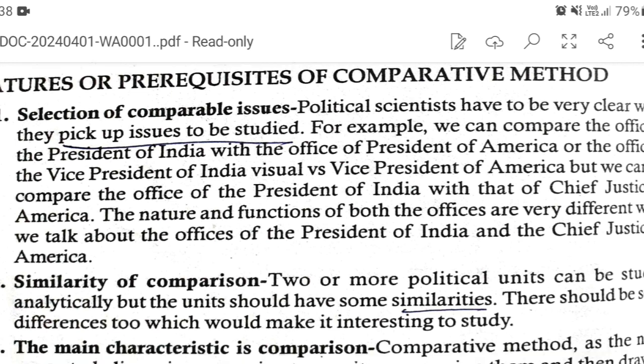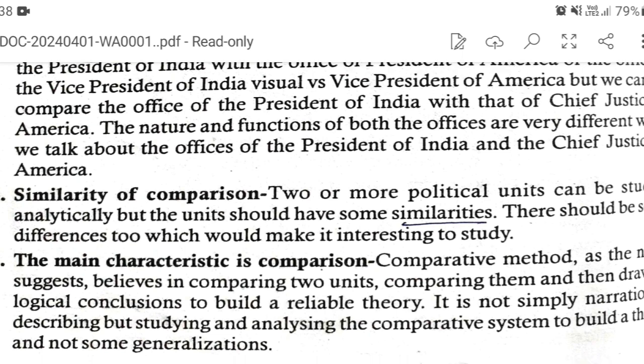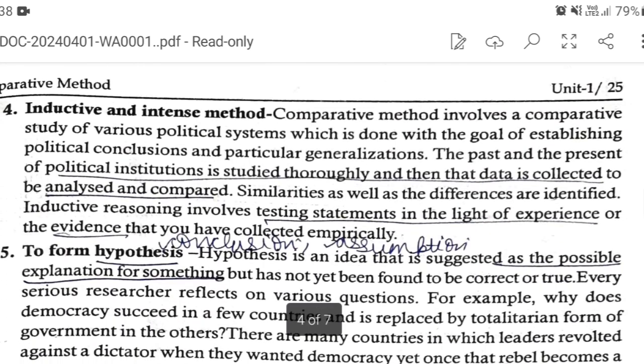उसके बाद सिमिलैरिटी ऑफ कंपैरिजन, there should be some similarity between the chosen comparable issue. Then main characteristic, again comparison होना चाहिए उनके बीच, comparison करना is main characteristic है. Then come inductive and intense method. इसमें वो बेसिकली इन्वॉल्व करते हैं टेस्टिंग द स्टेटमेंट्स इन द लाइट ऑफ एक्सपीरियंसेस, और उन्हीं के एक्सपीरियंसेस के बेसिस पे ही एविडेंस कलेक्ट होते हैं, and they are analyzed and compared.